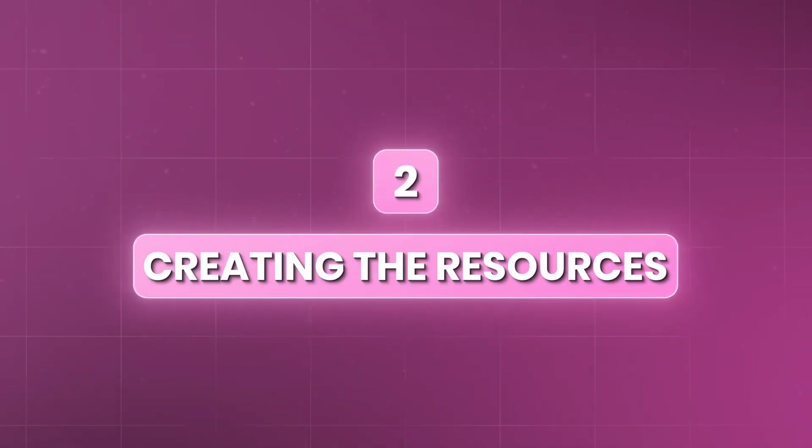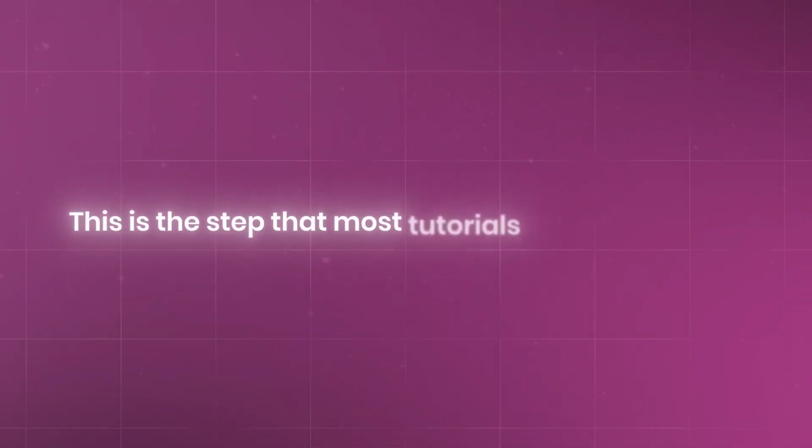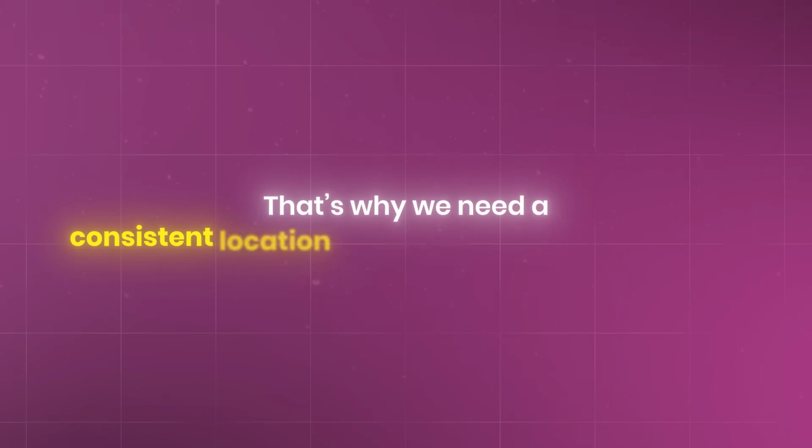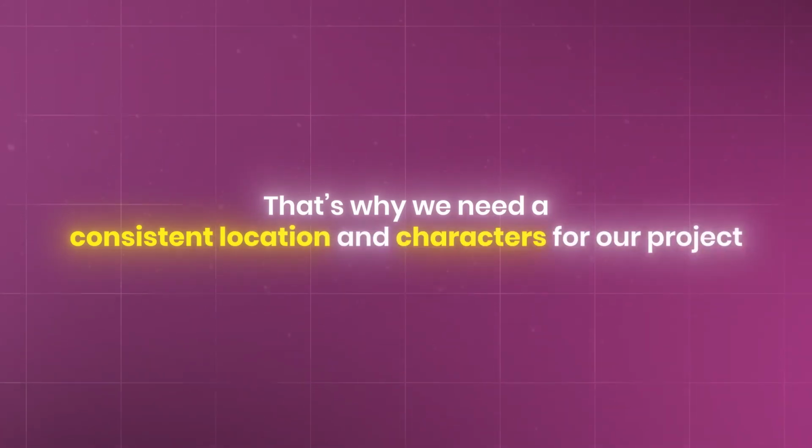Now that we have our story, the next step is creating the resources we need to ensure that Seedance 2 can create cinematic visuals. And this is the step that most tutorials skip completely, which is exactly why most people's outputs do not look like what they were hoping for. That's why we need a consistent location and characters for our project. Our story requires 2 characters, and we're going to create them in different ways. Let's start with the first character.